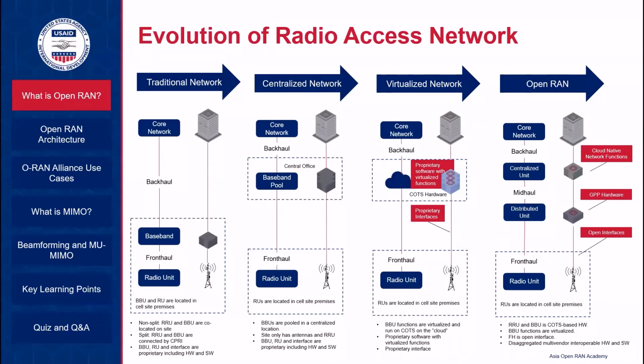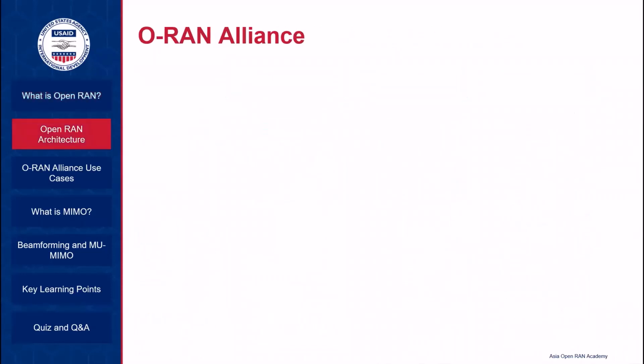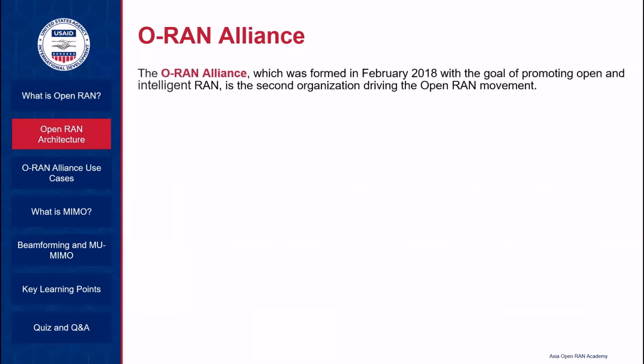And then there is an organization that helps, no, in producing the specifications for the Open RAN. So this is a group of telecom companies that aim to improve the performance and openness of their network. So ito si O-RAN Alliance. Okay? So si O-RAN Alliance was formed way back February 2018, na meron silang goal of promoting open and intelligent. So those are the two keywords, open and intelligent RAN.